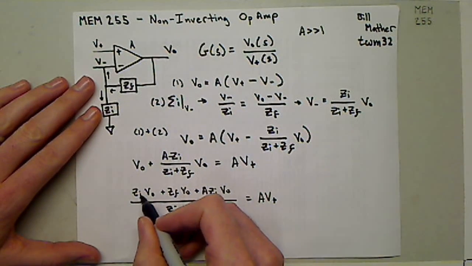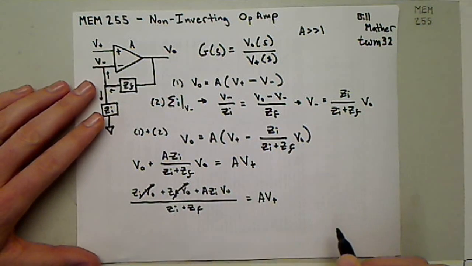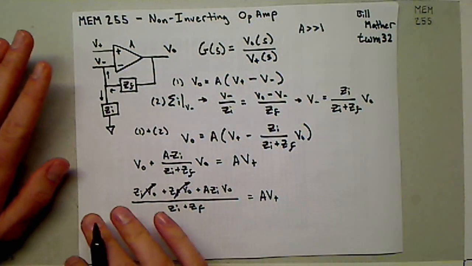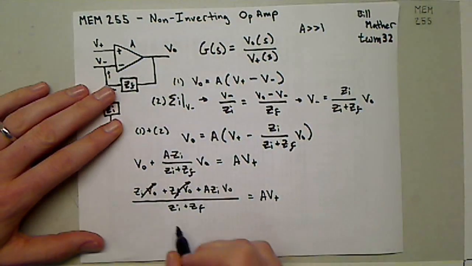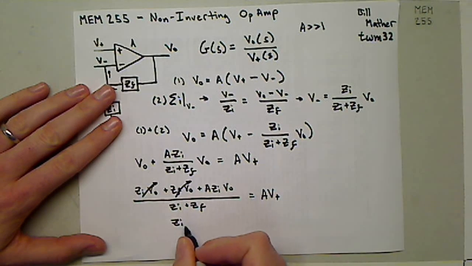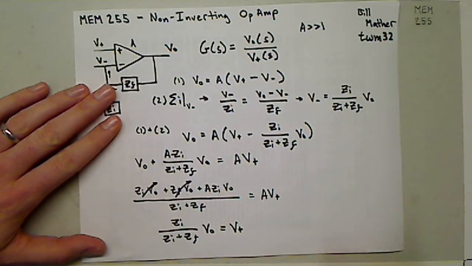So we end up dropping these terms. They go to 0, or they get ignored because A is so large. If we divide both sides by A, drop these two terms, and then we just get ZI over ZI plus ZF V out is equal to V plus.